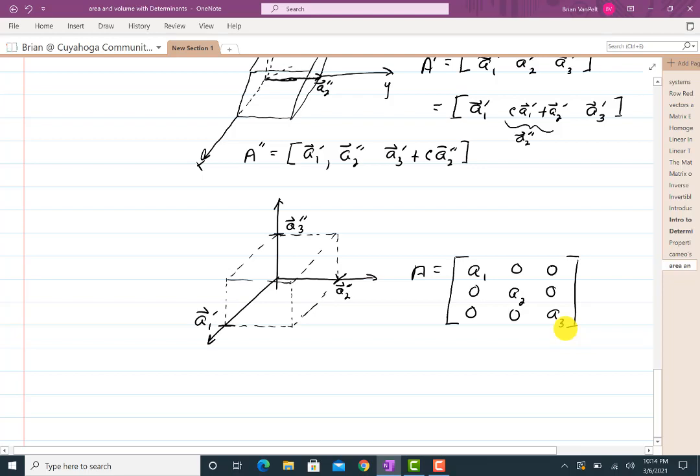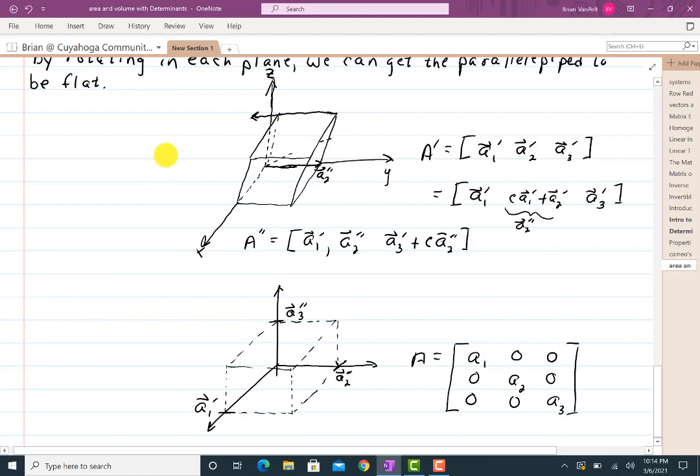So throughout this, the volume hasn't changed. Let me come back to this. When I took this and smushed it against the xz plane, I didn't change the height of the figure. So the base was the same and the height is not changed, which means that the volume is the same through that process. So nowhere has the volume or the determinant been changed.